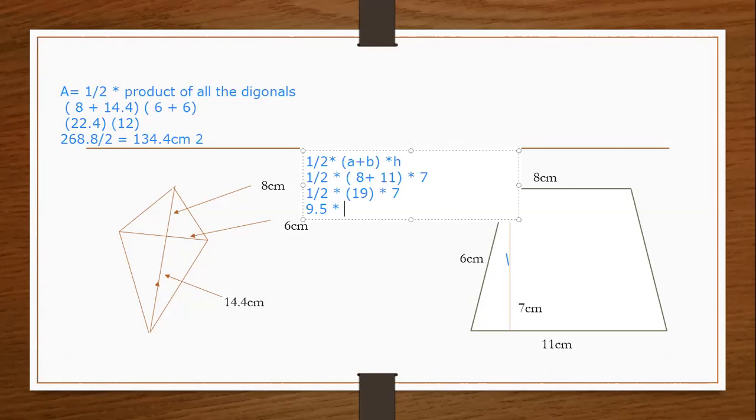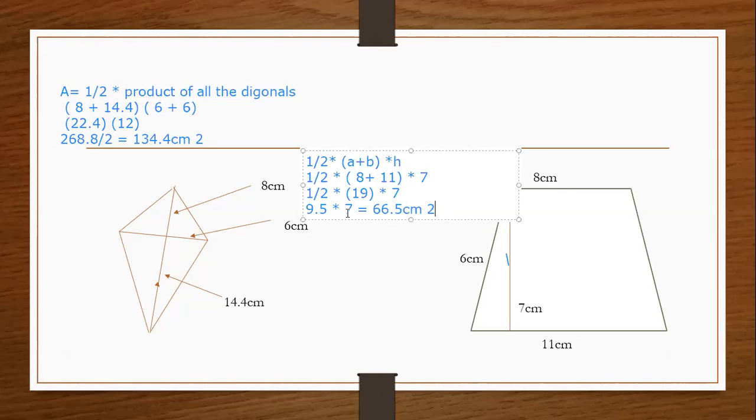Okay, I'll put it in there. 9.5 times 7. And that will give us 66.5. Is that okay? So that's for the area, 66.5 centimeters squared.